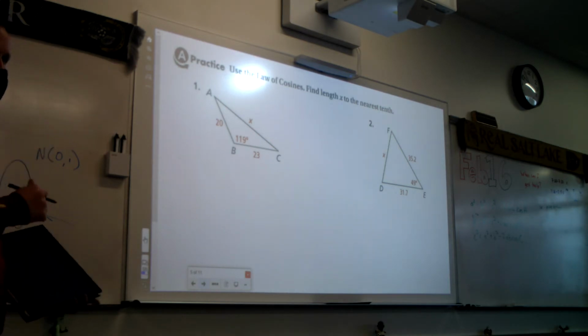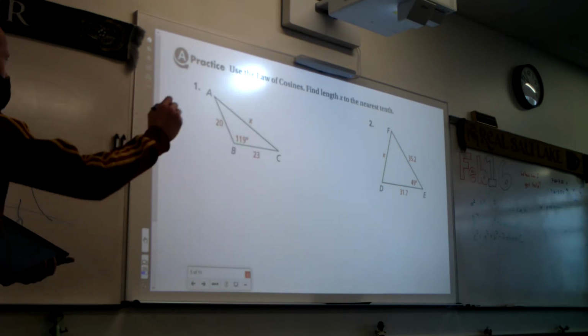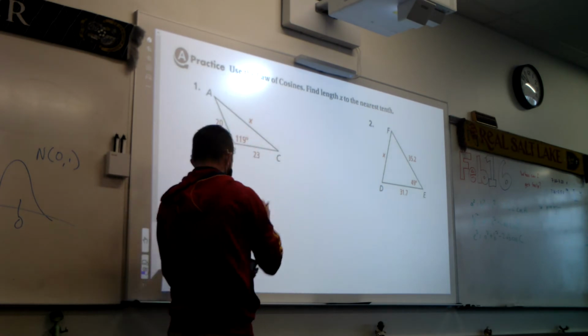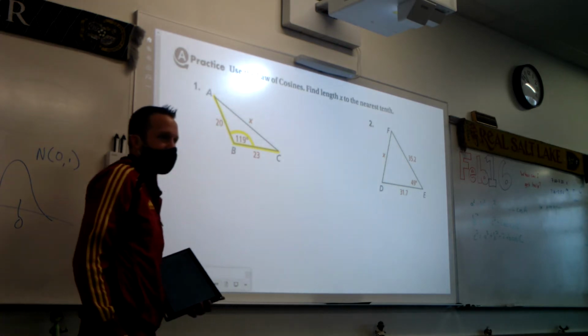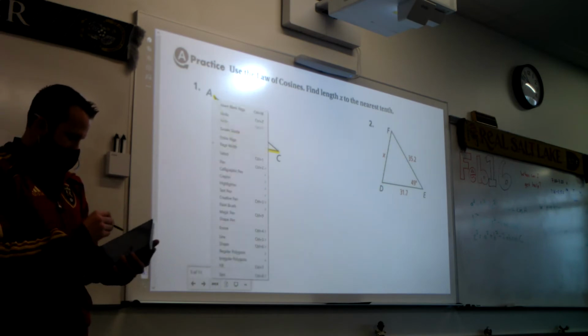Y'all with me here? Am I given side angle side, or am I given side side side here? Side angle side. Do you see right here? I've got two sides and the angle between them. So I have, here's the side, and here's the angle between them. We call that a side angle side combination, right?